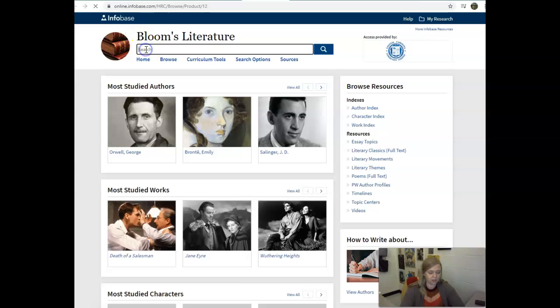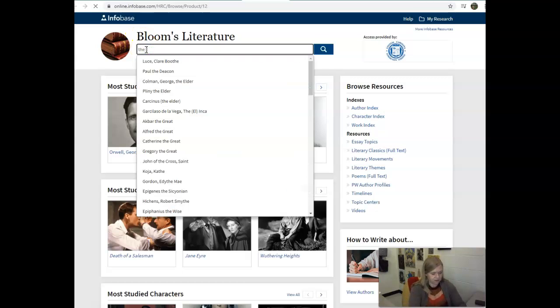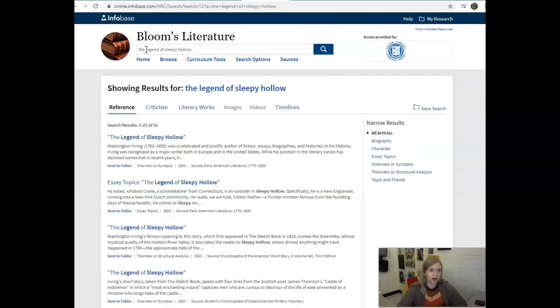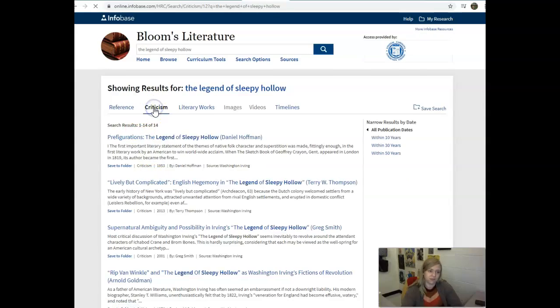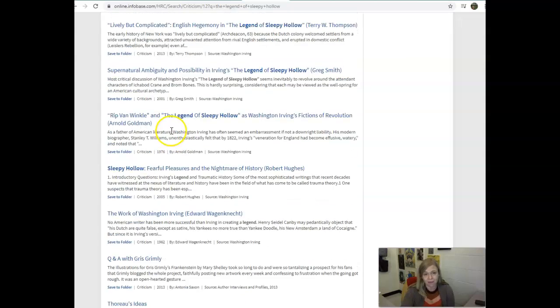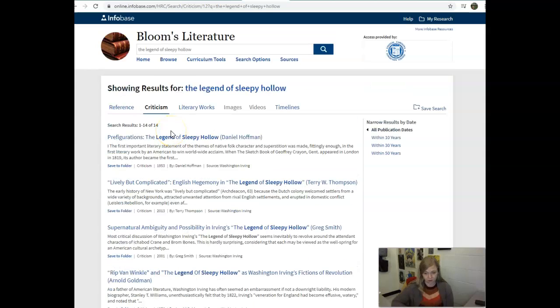If you want to look up something like The Legend of Sleepy Hollow, you'll find lots of interesting pieces. They'll have essay topics, but probably what I would do is go to criticism, and there'll be 14 pieces and you only need 3. So I would think Bloom's is going to be the very best place for you to go. If you don't use that, then I would say maybe NC Live.